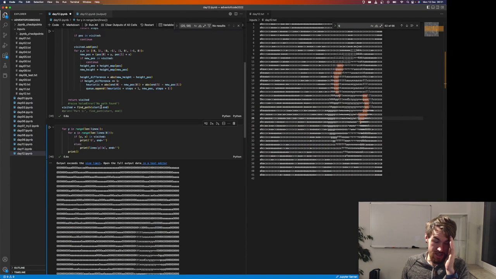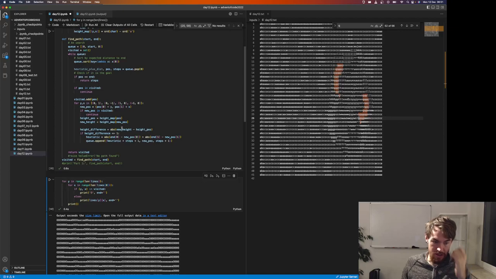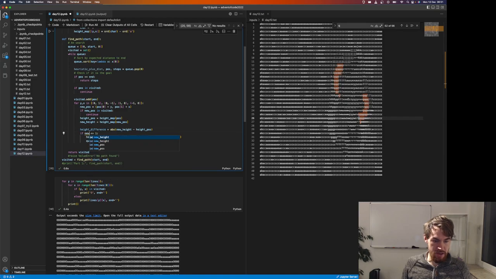Okay. This is something I did not think about. Okay, so in this case, it's only important that new height minus height was smaller or equal than 1, I think.